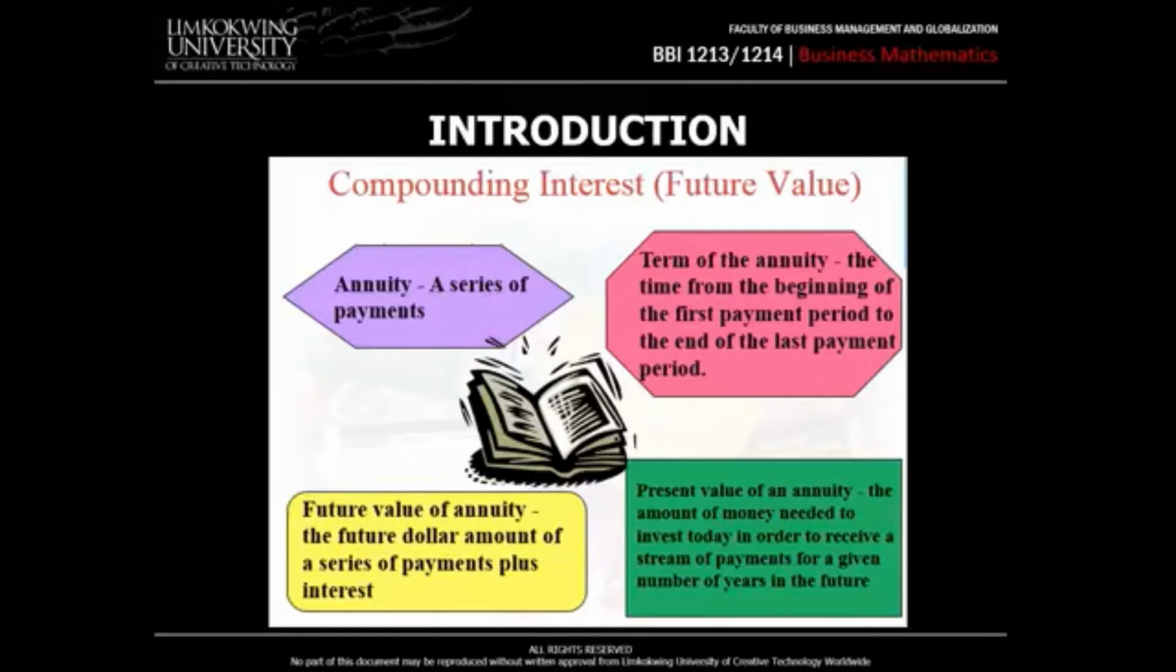Okay, this is everything about annuity. An annuity is a series of payments, or sometimes a sequence of payments. The term of the annuity is the time from the beginning of the first payment period to the end of the last payment period. The future value is the future dollar amount of a series of payments plus interest, meaning the accumulated amount with the interest given. And the present value of an annuity is the amount of money needed to invest today in order to receive a stream of payments for a given number of years in the future.